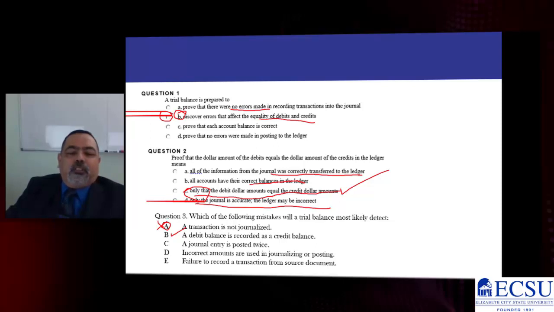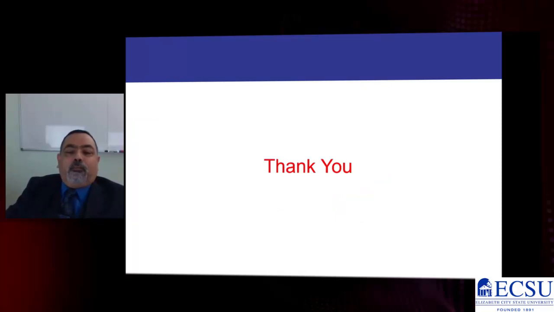Incorrect amounts are used in journalizing or posting. If you have done that, then the journal amounts will be carried forward to posting, so we won't basically know. Failure to record a transaction from the source document. That one, of course, definitely no, because you leave out the entire transaction, so it will not be captured in a journal or a ledger. So the best possible answer is B. So that is how we will understand the journals, ledgers, and the trial balance.